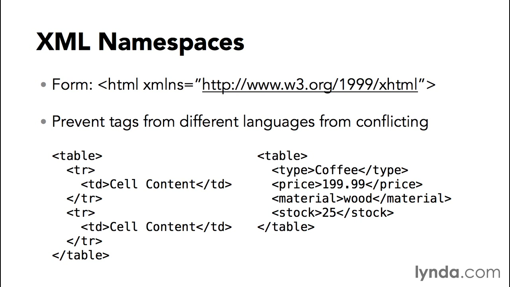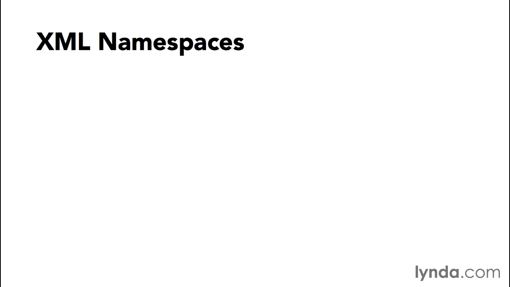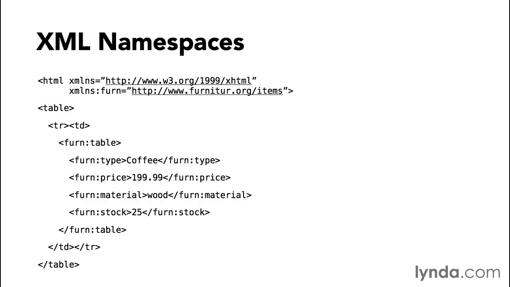So the way that you'd solve this is you define an XML namespace for your tag set. Now here on my HTML tag, I would have the xmlns equals, and that's the XHTML namespace. And then that's followed by another namespace definition. In this case, I've got xmlns: and then fern for furniture. And I'm pointing that at a URL that I just made up. I have no idea whether that actually exists or not, but I'm just illustrating an example here.